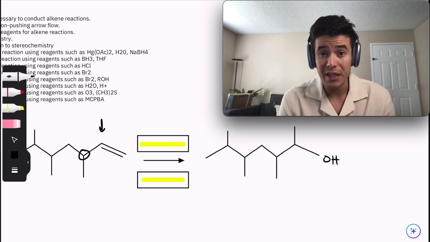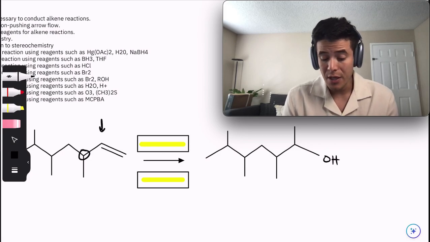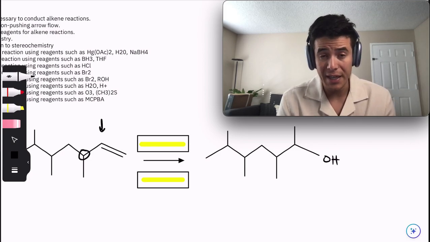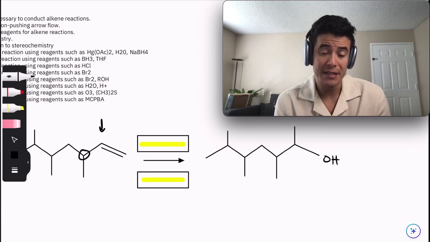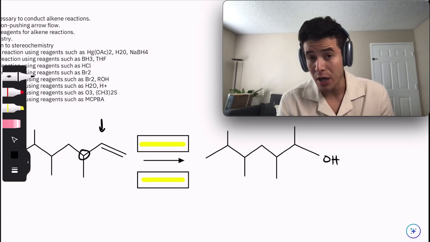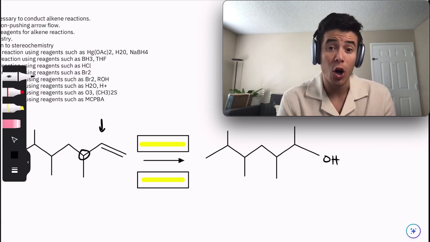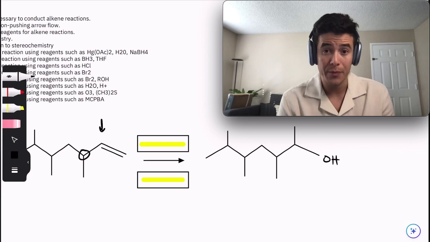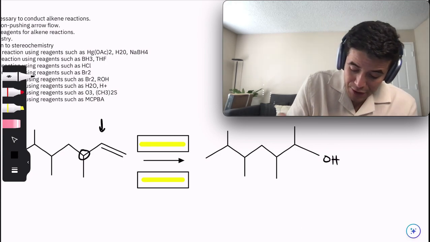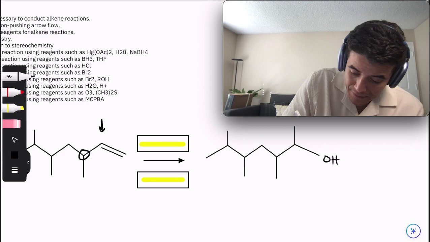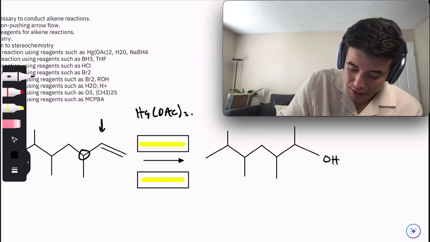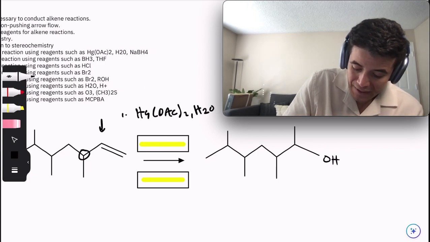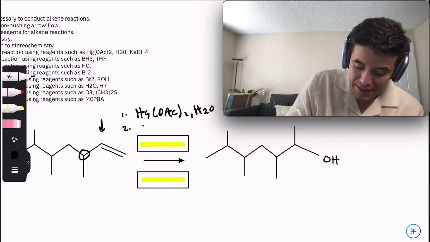So I'm thinking we do something like oxymercuration-demercuration. We can directly place that OH group on the secondary, versus if we were to do hydroboration, then that's going to be more of an anti-Markovnikov, right? But we're looking for more of a Markovnikov type of reaction here. So what I'm going to do is react this with HgOAc subscript 2 plus water, and that's going to be my first step. And then my second step is going to be NaBH4.